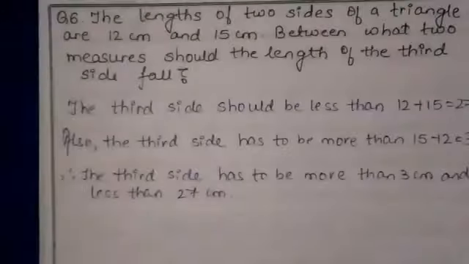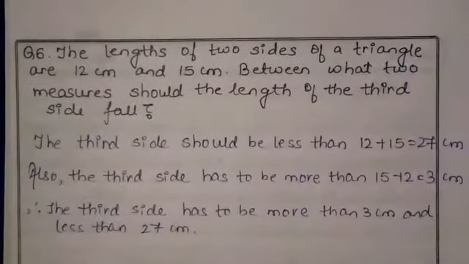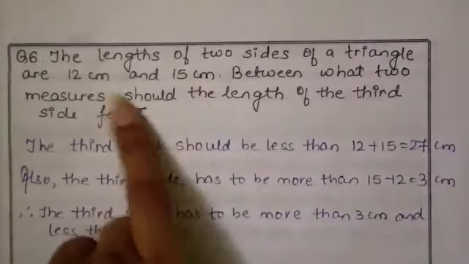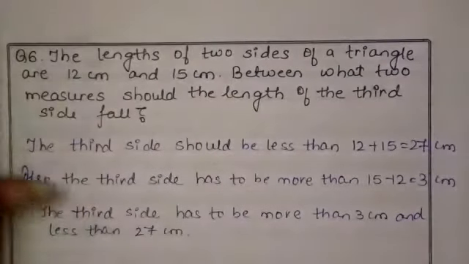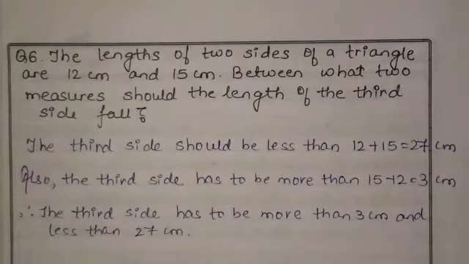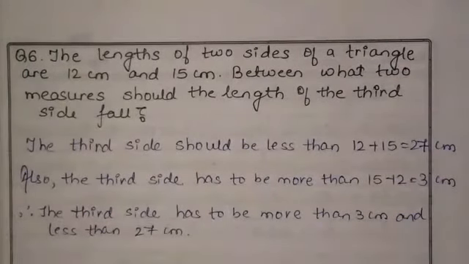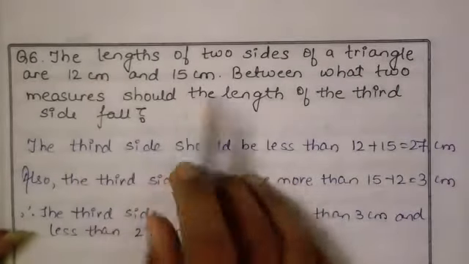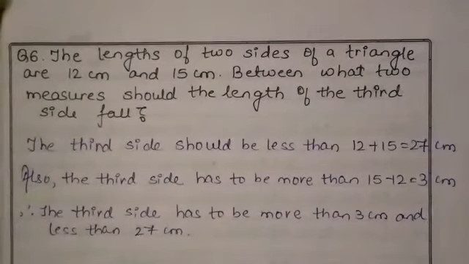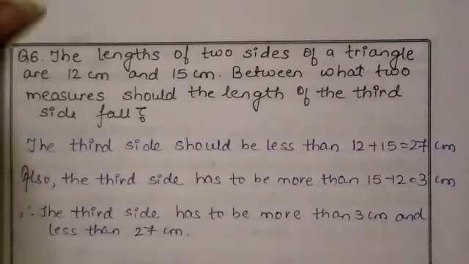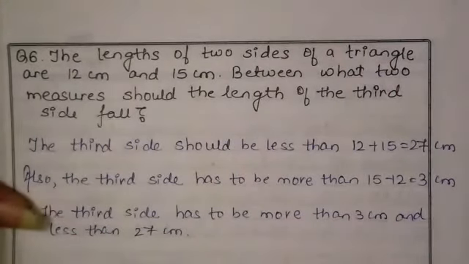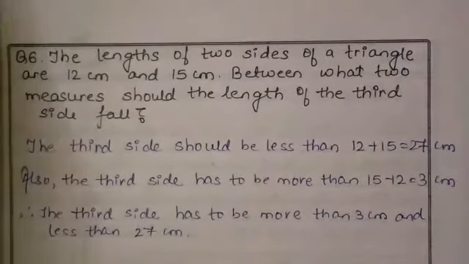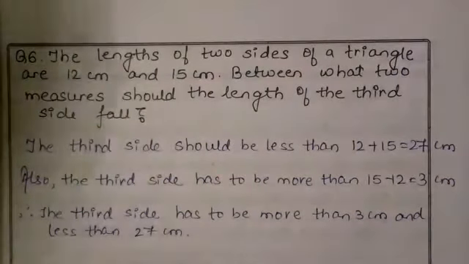Now the last question of this exercise. The lengths of two sides of a triangle are 12 and 15. Now between what two measures should the length of the third side fall? Means in a given triangle, we are provided with two lengths and we have to find the range of the third length. Range of the third length means in what range should the measurement of the third length fall.